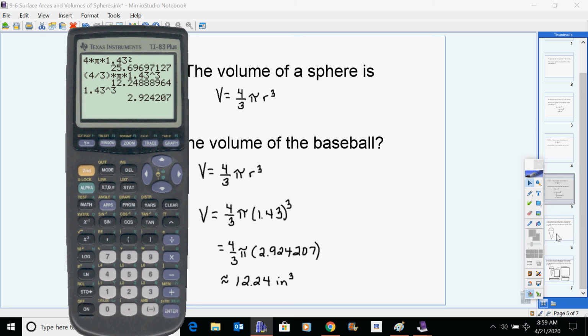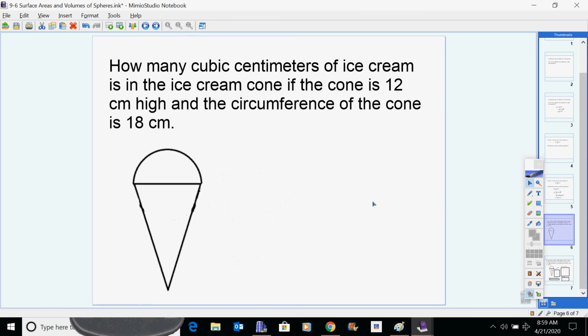Okay, let's look at this practical problem that I talked about earlier. We're going to use a couple of ideas here. We're going to think about an ice cream cone. In this ice cream cone, we're going to ask how many cubic centimeters of ice cream is in the ice cream cone if the cone itself, now this bottom part is the cone, is 12 centimeters high, and the circumference of the cone, if you think about the ice cream blob that's sitting on the top, is 18 centimeters.